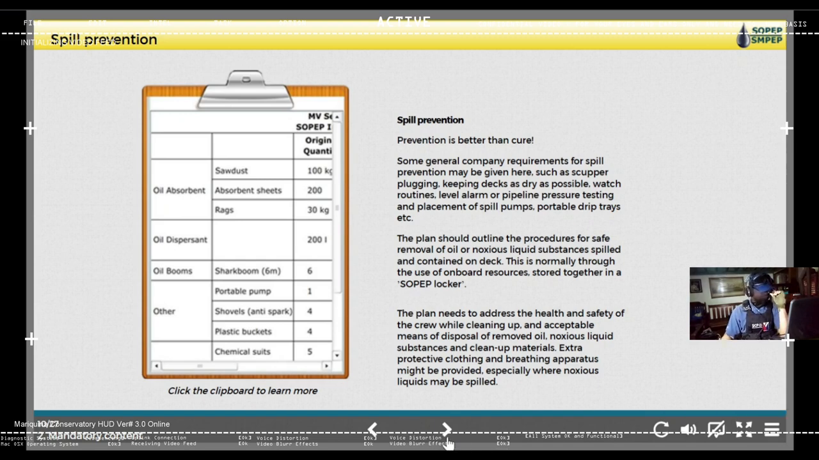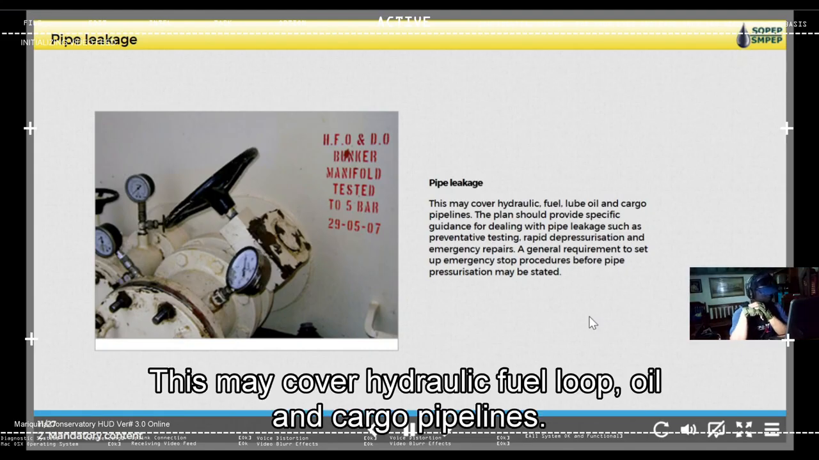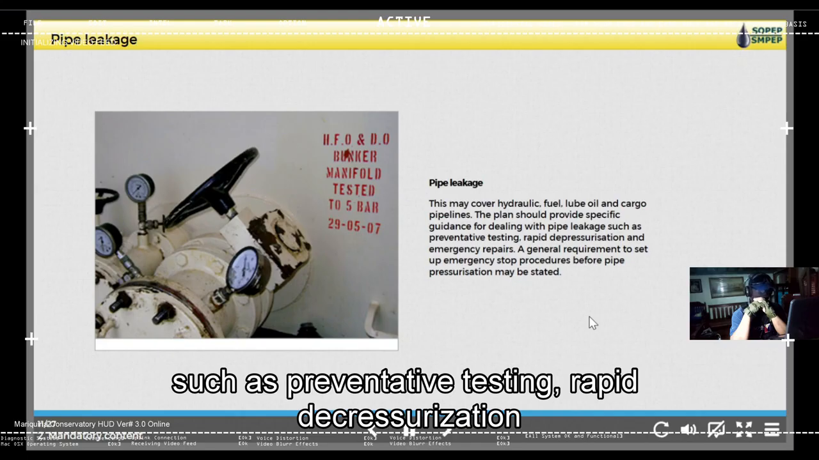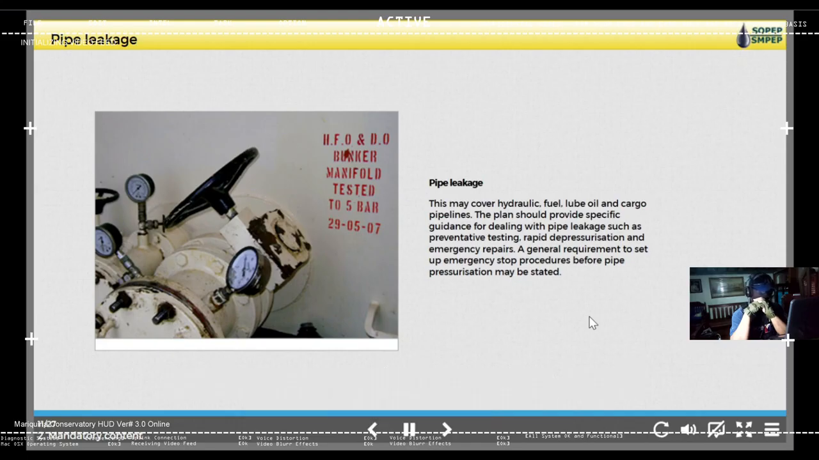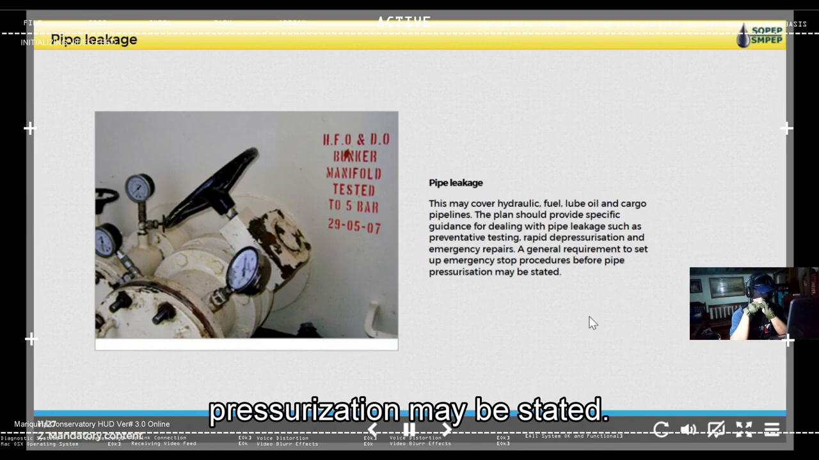Okay, so that was a long list, so let's continue. This may cover hydraulic, fuel, lube oil and cargo pipelines. The plan should provide specific guidance for dealing with pipe leakage, such as preventative testing, rapid depressurization and emergency repairs. A general requirement to set up emergency stop procedures before pipe pressurization may be stated.